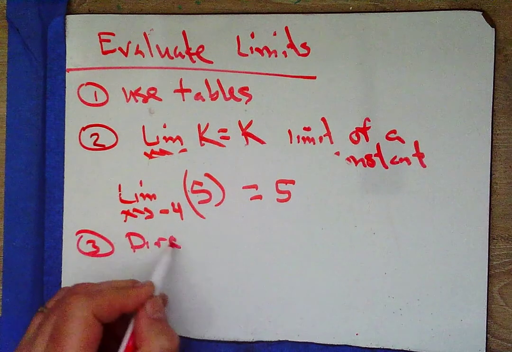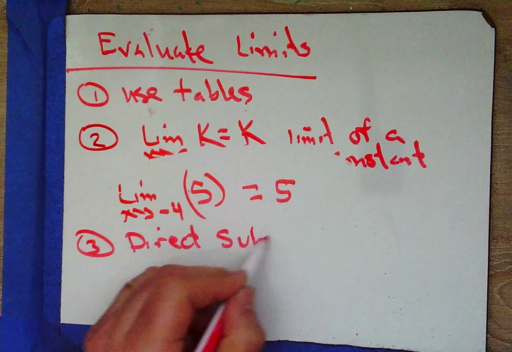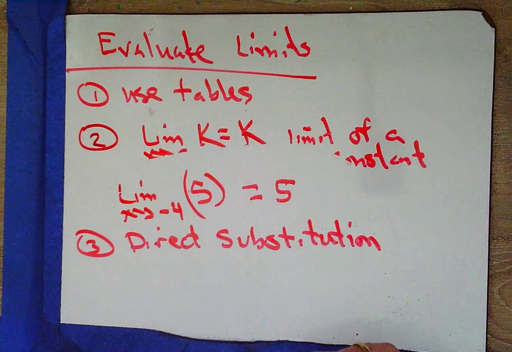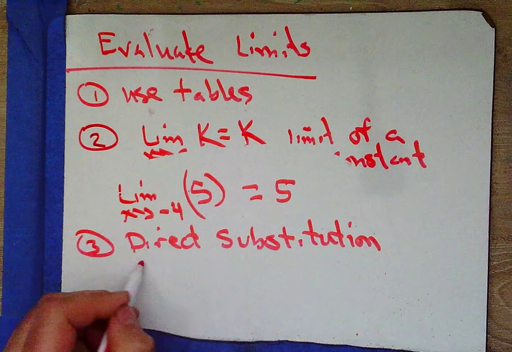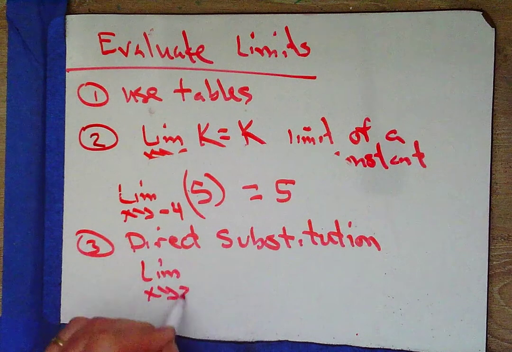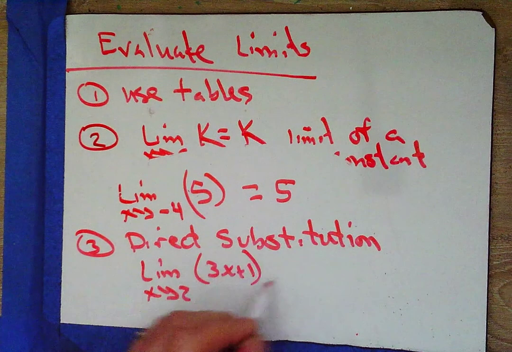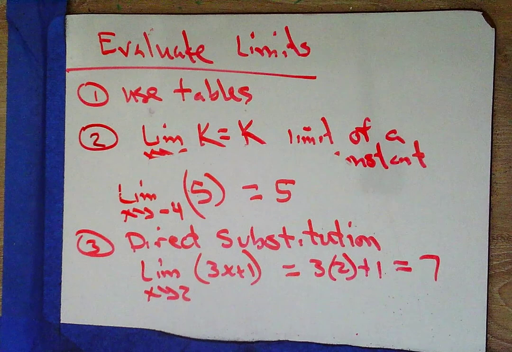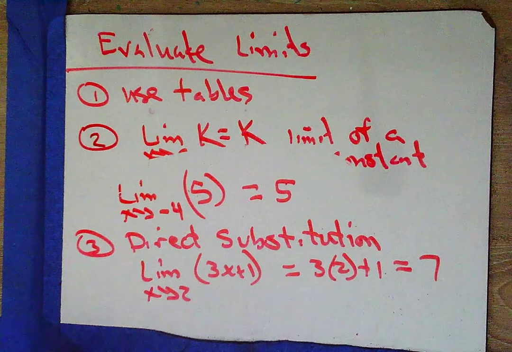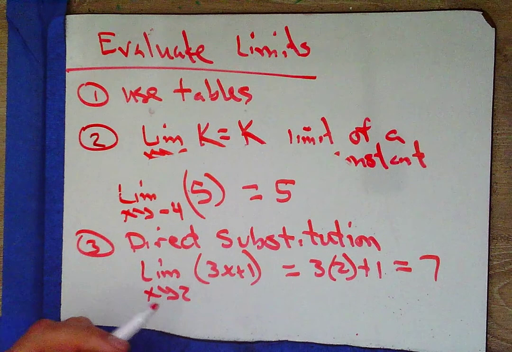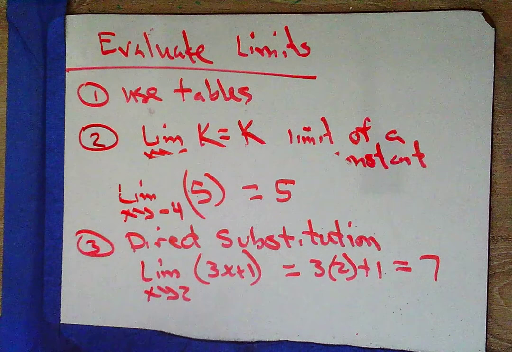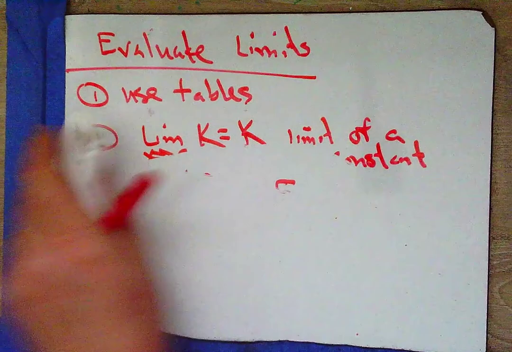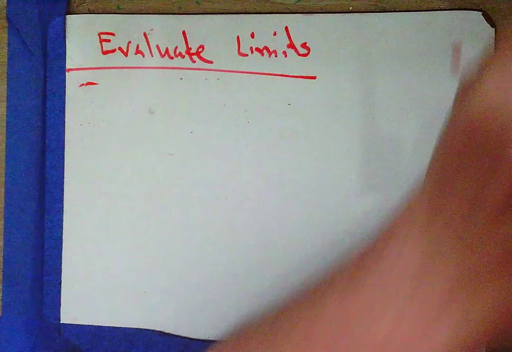Direct substitution is my preferred way of evaluating limits. So if I have a limit like x approaches 2 of 3x plus 1, then 3 times 2 plus 1 is 7. The value of this limit is 7. I could do direct substitution and know what that y value was. That's wonderful. I love direct substitution. Okay, direct substitution is the most common approach to evaluating limits.